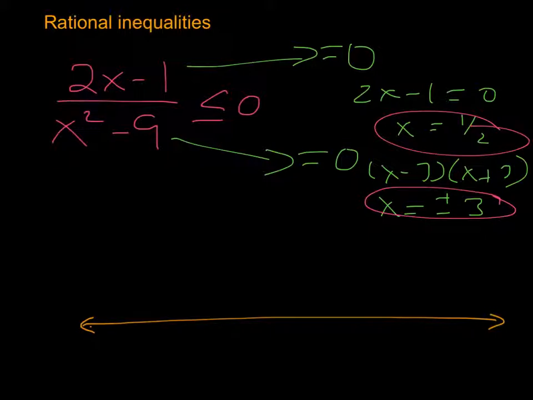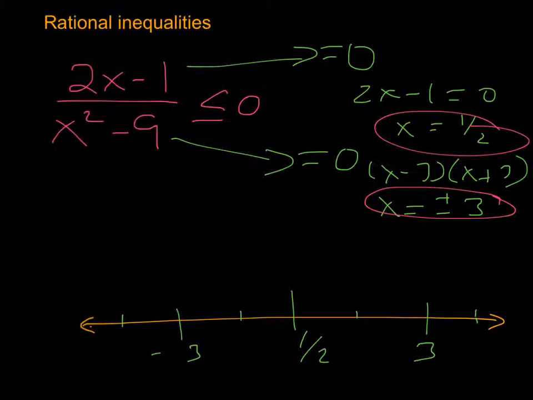I'm going to come down here on my number line. I'm going to have 1/2, positive 3, and negative 3. So now what I have is 4 sections of my graph, and there's no easier way of doing this other than plugging and chugging. So I am going to randomly pick a point in each section of that graph. It can be any value you want, and then plug it into the original equation and see whether or not it satisfies the equation or not.